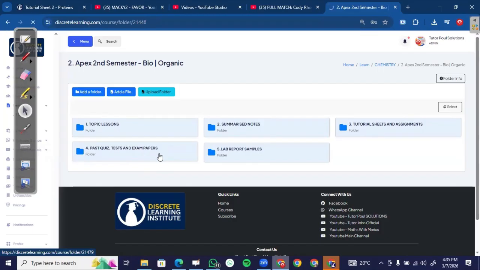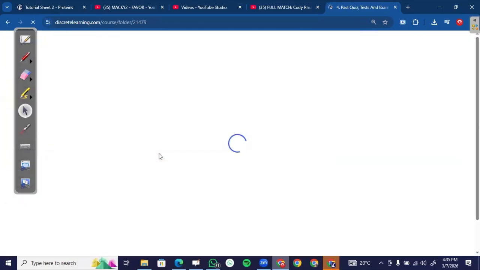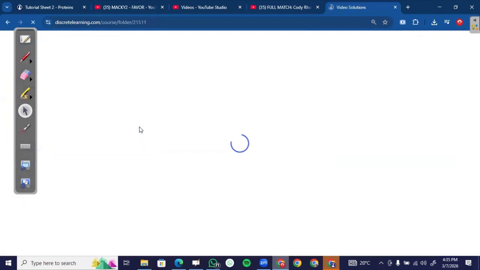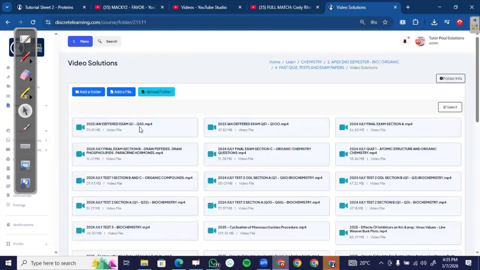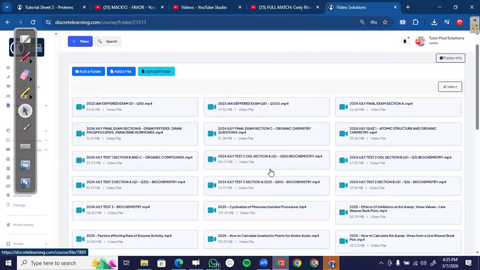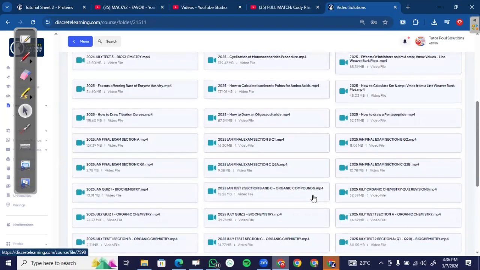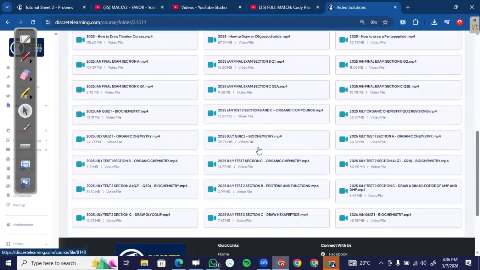For example, if I go in the past paper folder, you see that there are a lot of past papers with video solutions, and you can use them to prepare for your assessments. You can see there are some final exam papers, some test papers, and some quizzes, and all these videos are available to make it simple for you to pass.